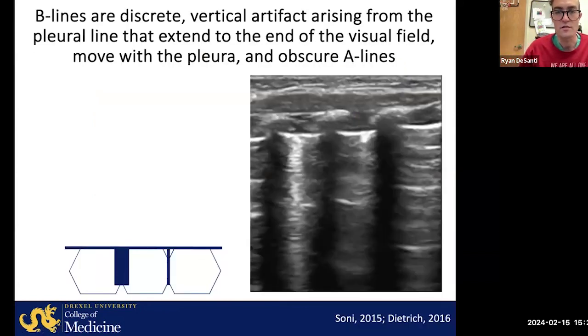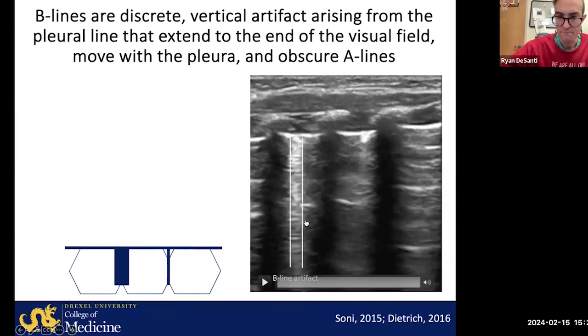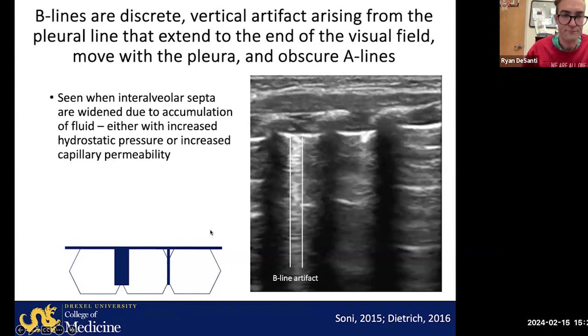These B-lines are discrete vertical artifacts, which arise from the pleura and extend to the end of the visual field, move with the pleura, and obscure the A-lines. And so we can see a single B-line artifact in this image. So, a discrete vertical artifact comes from the pleural line, extends to the end of the visual field, and obscures the A-line. Also, we'll see that it moves with the pleura.